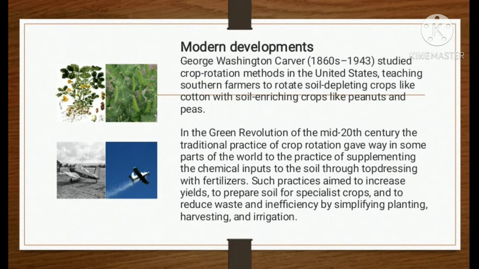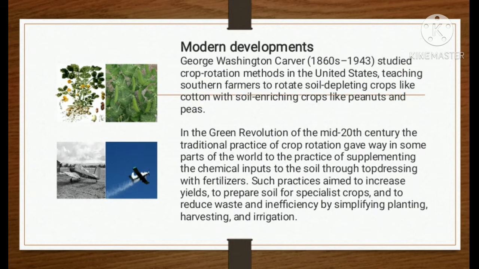Modern developments. George Washington Carver studied crop rotation methods in the U.S., teaching southern farmers to rotate soil-depleting crops like cotton with soil-enriching crops like peanuts and peas. In the Green Revolution of the mid-20th century, the traditional practice of crop rotation gave way in some parts of the world to the practice of supplementing the chemical inputs to the soil through top dressing with fertilizers.